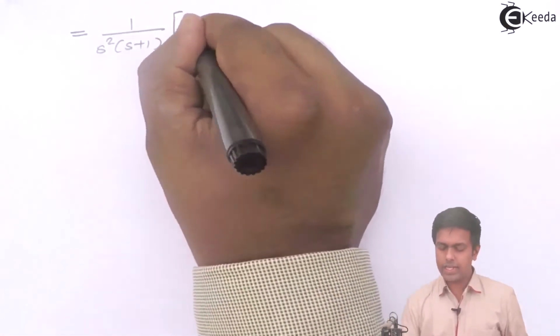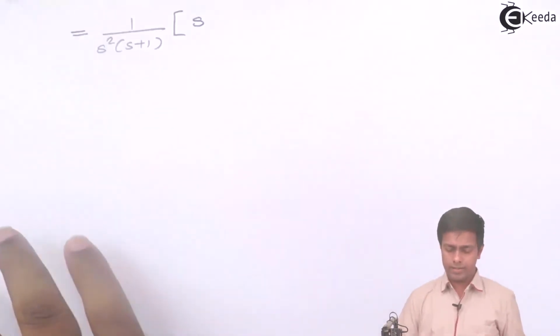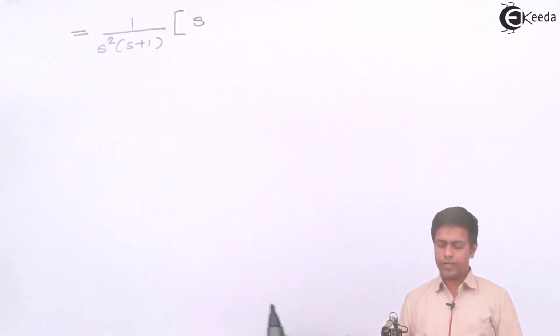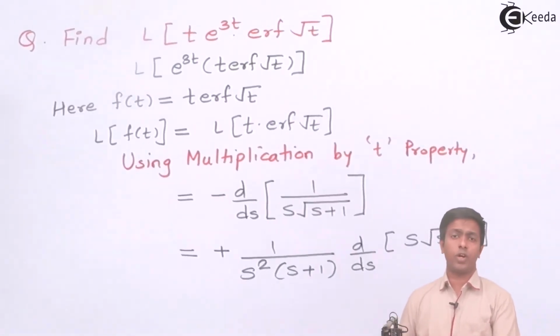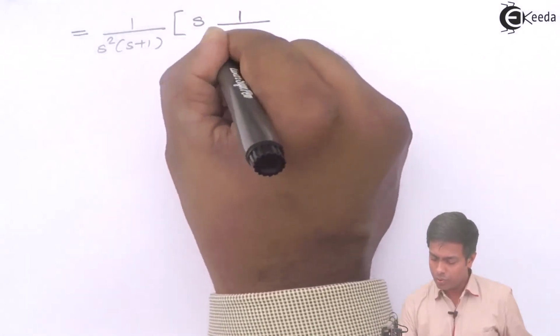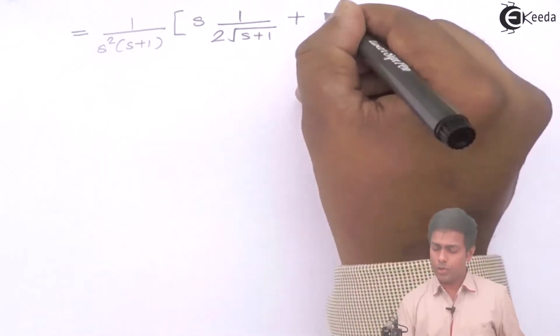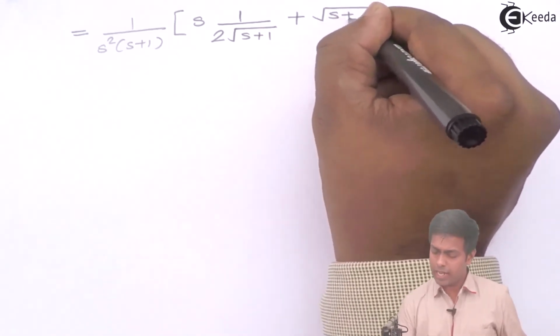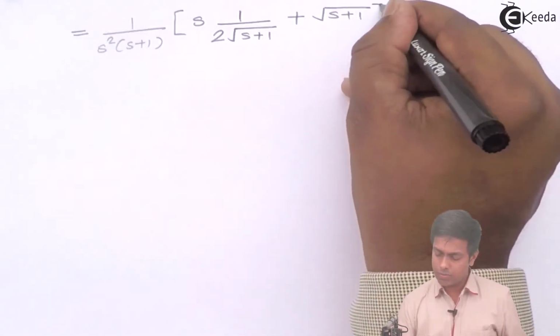in bracket u, that is s as it is. The derivative of square root of s plus 1 is, so I will treat this as square root of x. So the derivative of that is 1 upon 2 root x. So it will become 1 upon 2 root s plus 1, plus root of s plus 1 as it is, and the derivative of s is 1. So I'll close this bracket.